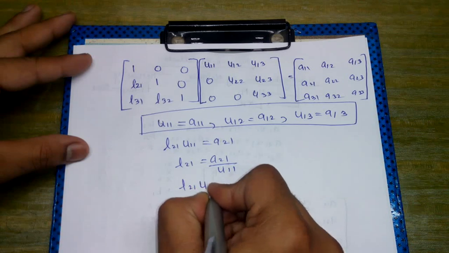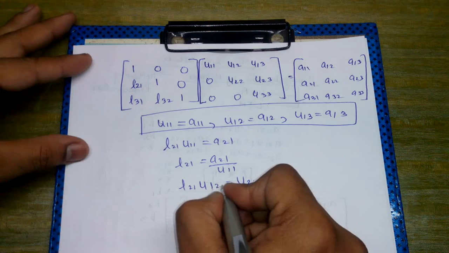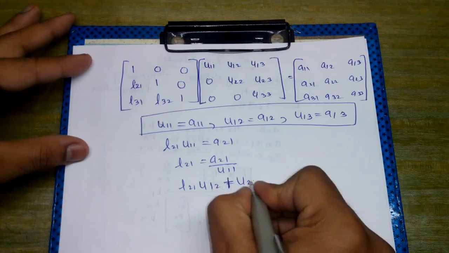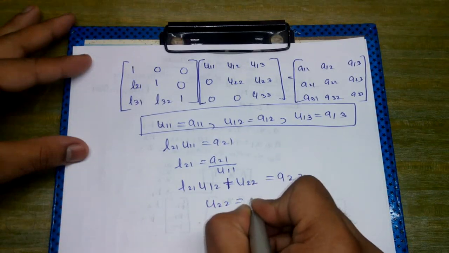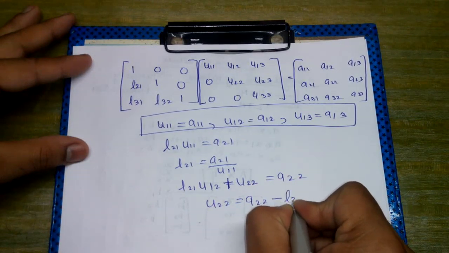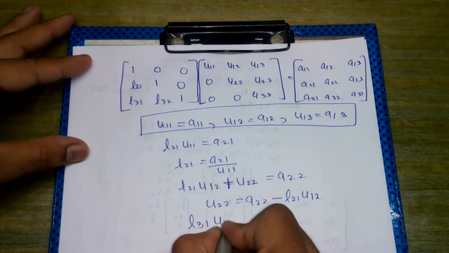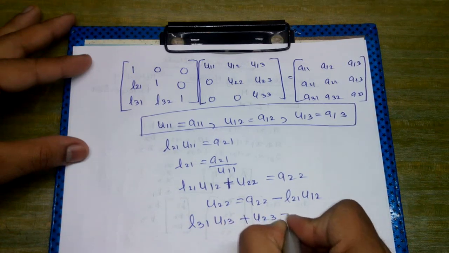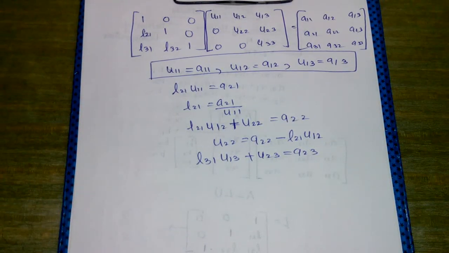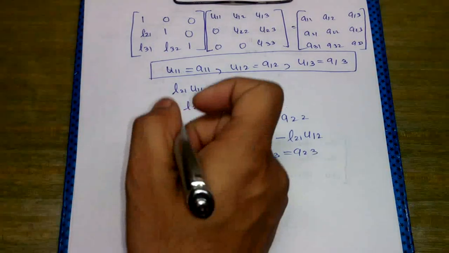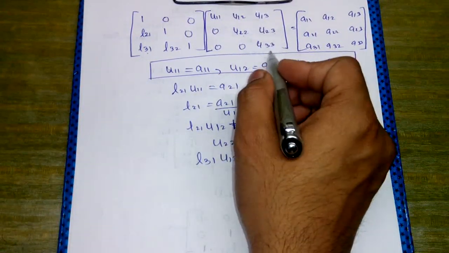And L21 into U12 plus U22 is equals to A22. So, yahan se hum U22 ki value nikalenge, that is A22 minus L21 U12. Then we have L31 U13 plus U23 is equals to A23. So, like this, we can find out the values of L21, L31, L32, U11, U12, U13, U22, U23 and U33.